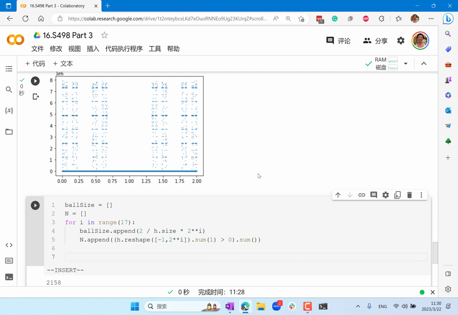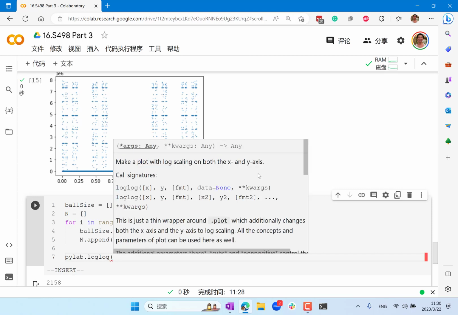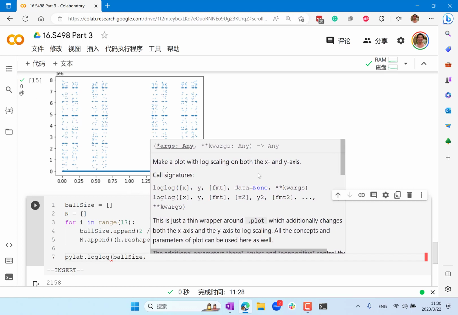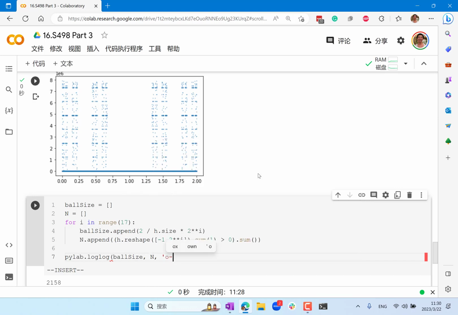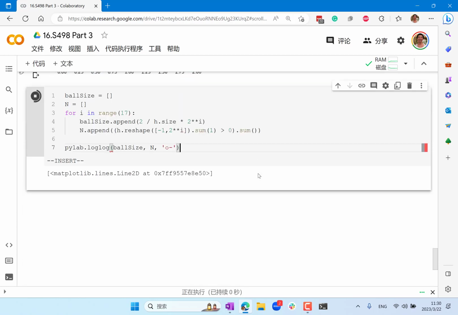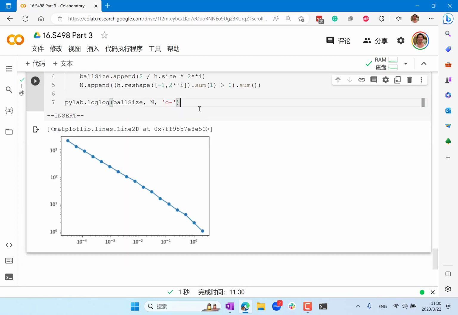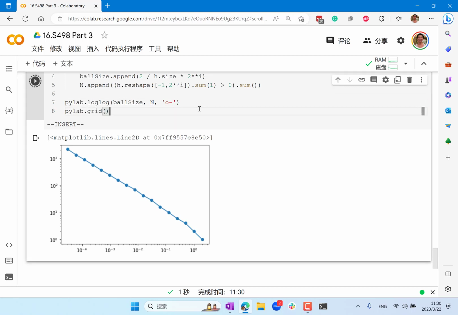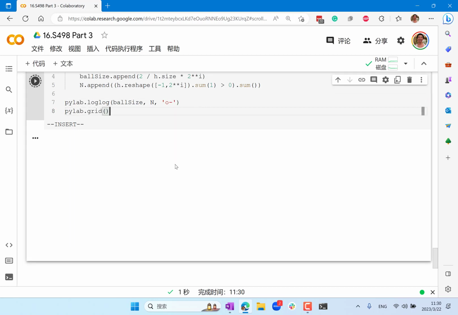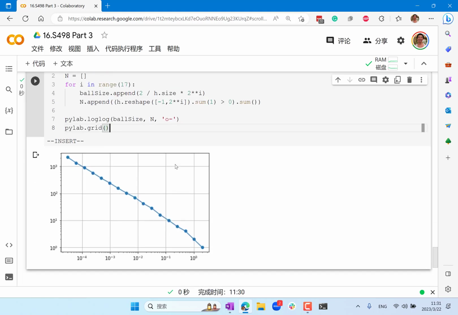Okay, finally, I'm going to say pylab.log. The x-axis is minus log. I'm just going to say ball size and n, and let's take a look at what the plot is like. Okay, and let's make it red so that we can have a good look. All right. So the negative of the slope of that is going to be the dimension.